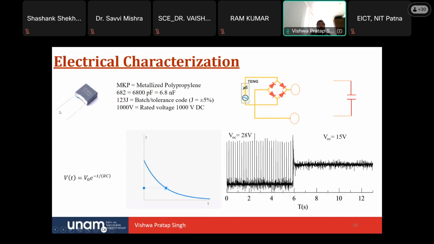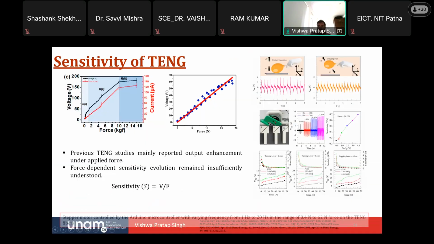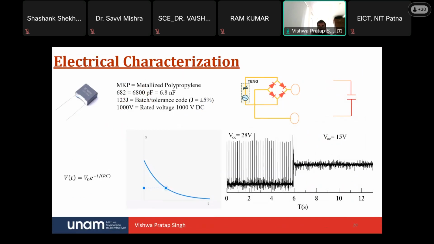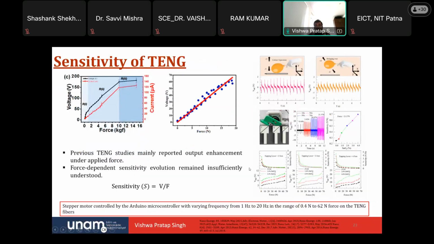metallized polypropylene capacitor. With the help of this time constant, as you are doing the tapping, you can easily get one time constant matching the tapping, and you can easily get the DC voltage. So we did this and we got a DC voltage of around 15 volts. Obviously it will decrease.